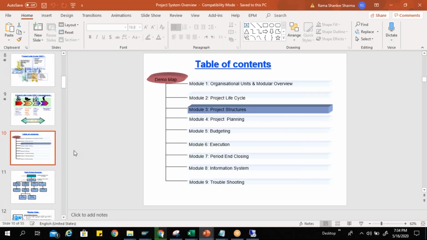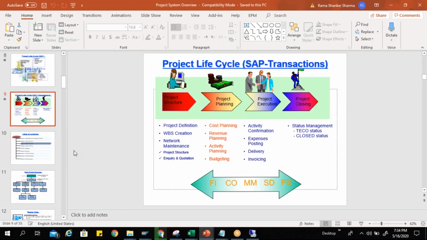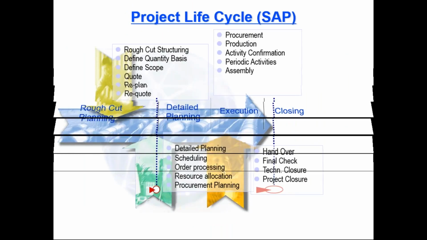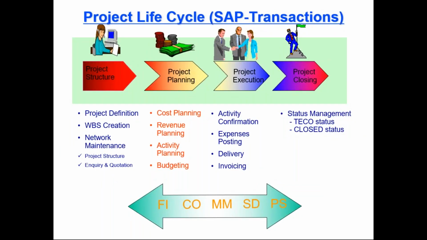Here in SAP, this is generic, and in SAP, how are we mapping all this? First is the project structure. When you say rough cut planning, here we say project structure, and then project planning, project execution, and project closing. In project structure, we prepare the project definition, WBS, network activities, inquiry and quotation. In project planning, we do cost planning, revenue planning, activity planning, and budgeting. In execution, we do confirmation, expense posting, delivery, and invoicing.